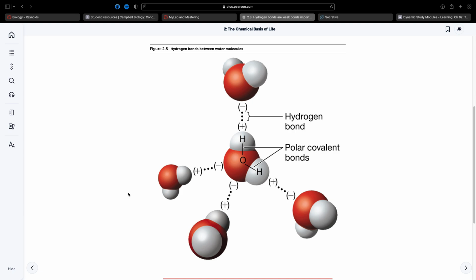So that's what the word cohesion means. Sticking to itself, like all football players, all water molecules. When you have a polar molecule, the positive side sticks to the negative side of a neighboring water molecule.